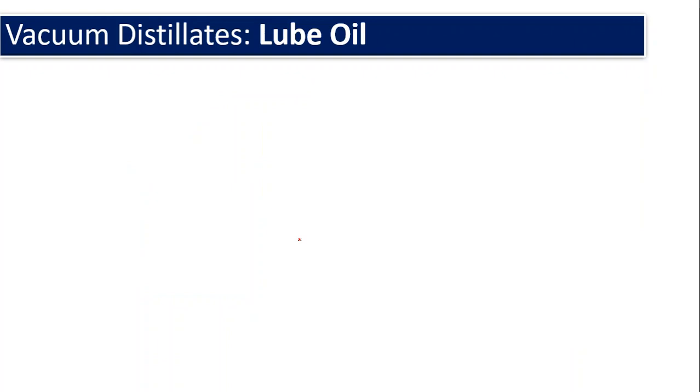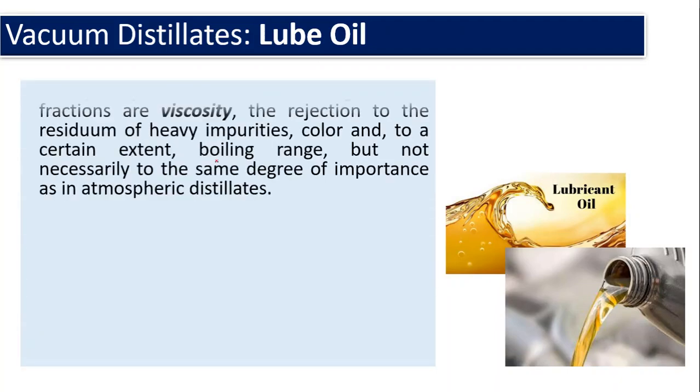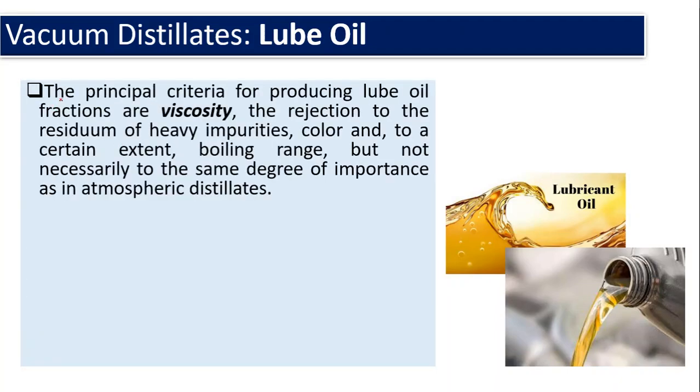Now let us look closely at each of the distillates. So the first one is the lube oil. What do we have to think about with the lube oil? Basically, the main criteria for selecting, managing and producing the lube oil are the viscosity, the rejection of heavy impurities to the residue, color, and to a certain extent the boiling range.